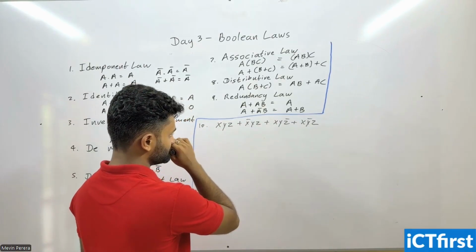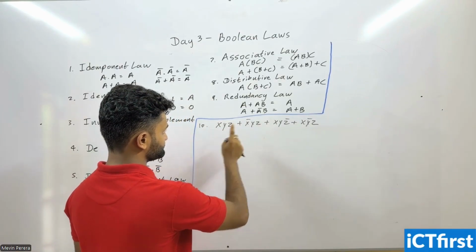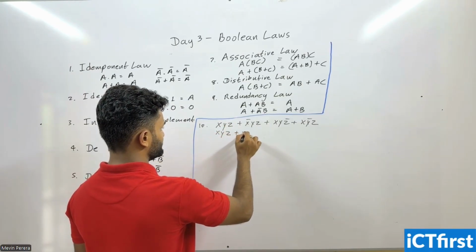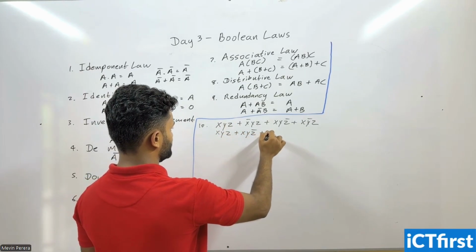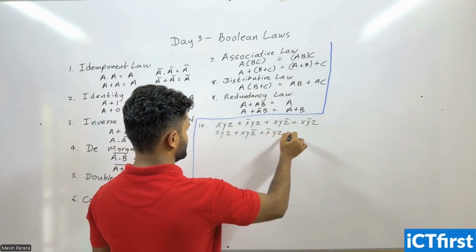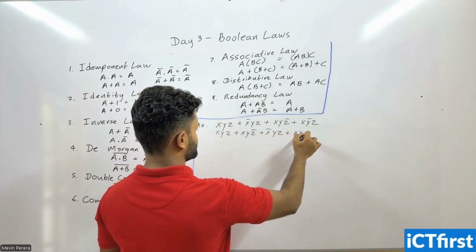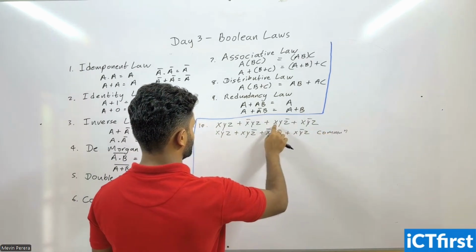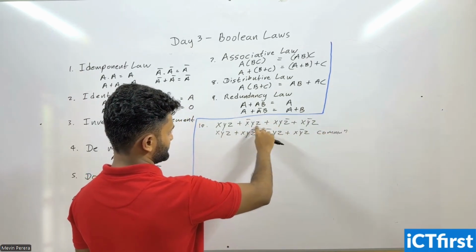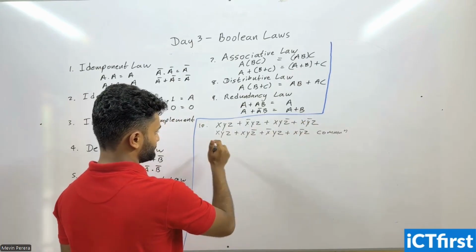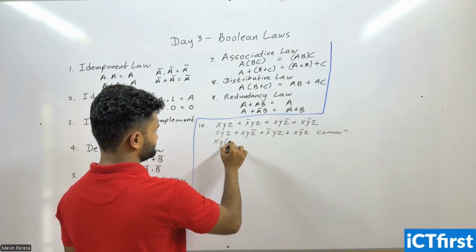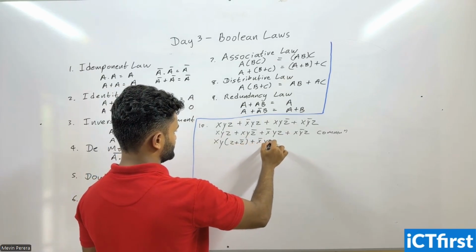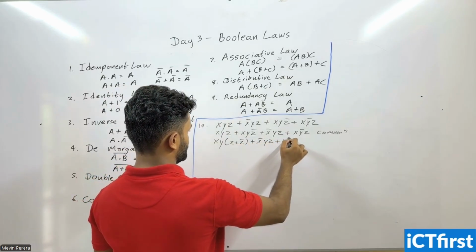Okay. So in this case also we can take x y bar z, x y by z. So commutative. Then taking xy out, we get z plus z bar plus x y z plus x y bar z.